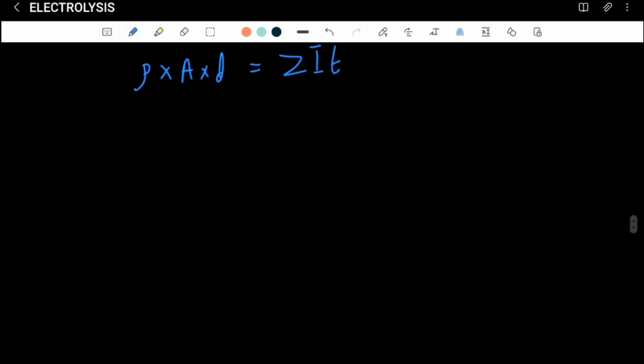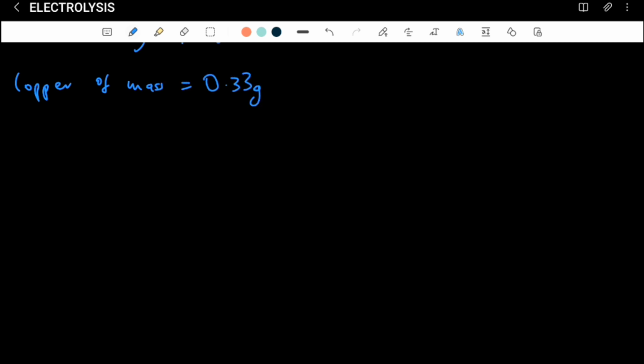All right, so let's solve a question on the first law. Let's say we have copper of mass 0.33 grams. This mass of copper was liberated by passing 100 coulombs of electric charge through a copper voltmeter.